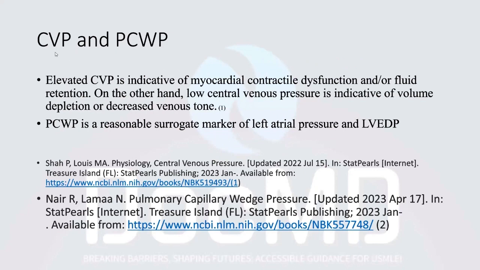Okay, so CVP and PCWP. This is pulmonary capillary wedge pressure, and this is central venous pressure. Whenever you have an elevated CVP, this is indicative of what? This means myocardial contractile dysfunction could be present, or there is fluid retention. So any shock that can lead to the heart not contracting properly, right?